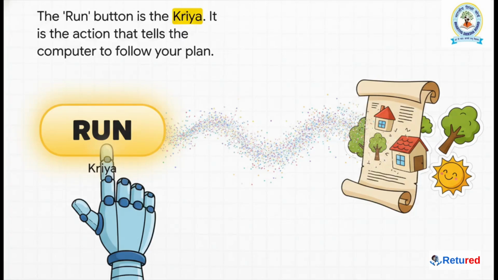And the run button, you guessed it, that is the kriya. The moment you click that button, you are starting the action. You're telling the computer, take my plan, take my sankalpa, and bring it to life. Follow every single one of my instructions. This is the moment your plan becomes real.